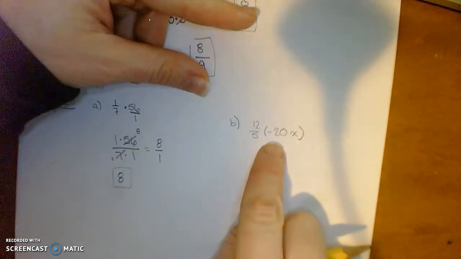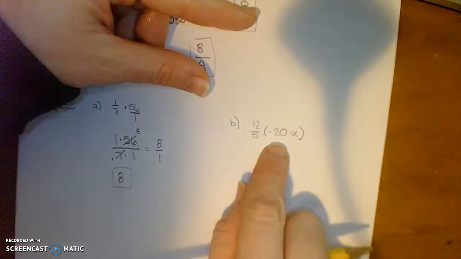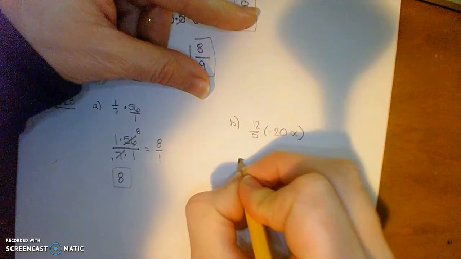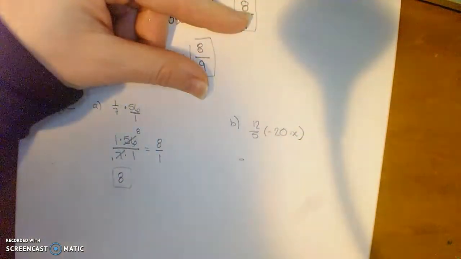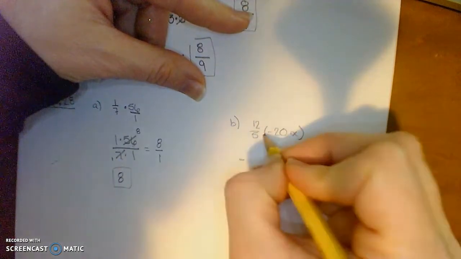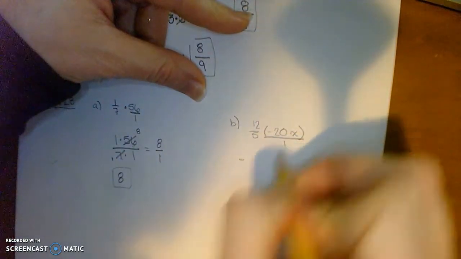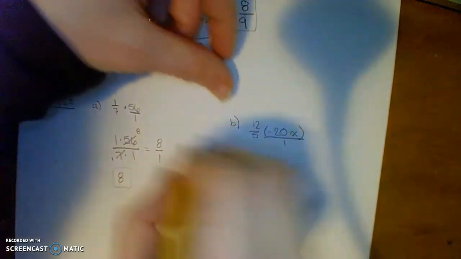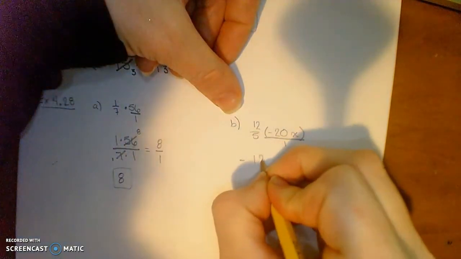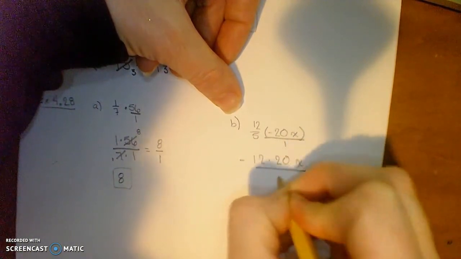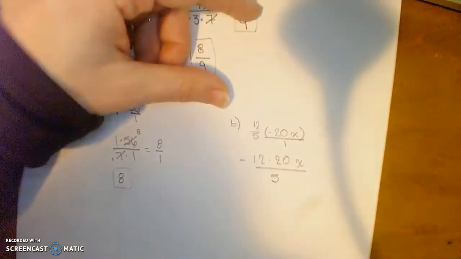12/5 times negative 20x. First thing to notice, positive times negative, my result will be negative, so I'll put that out front. The other thing to notice is that there's no denominator here, so we kind of force there to be a denominator by putting the whole thing over 1. All right, let's go ahead and rewrite everything now. I've got 12 times 20x over 5, and I'm not going to write the times 1.